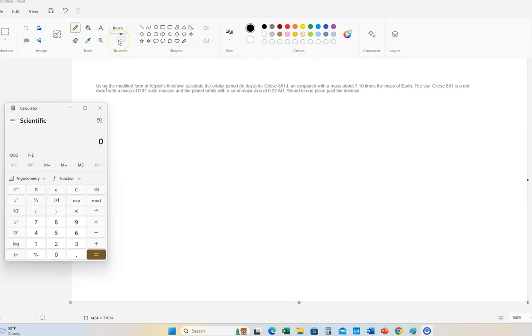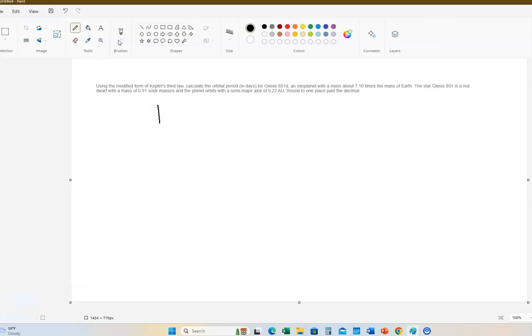All right, so this is problem 19. It says use the modified form of Kepler's third law to calculate the orbital period in days. All right, so the first thing is, what do we want to know? We want to know the period. Period equals question mark in days.